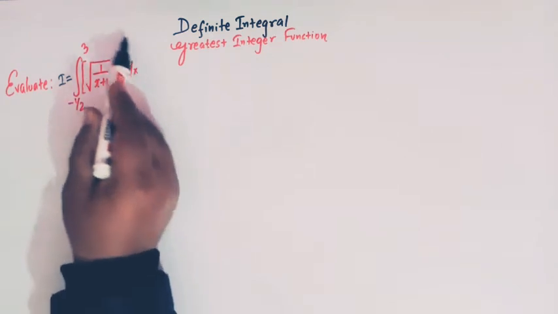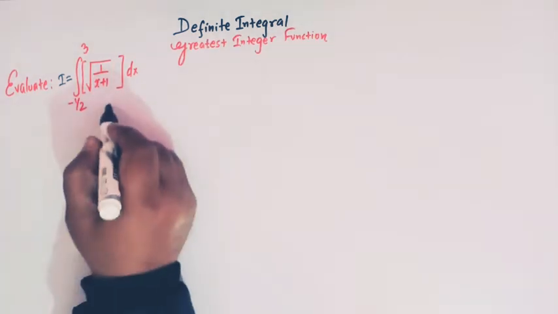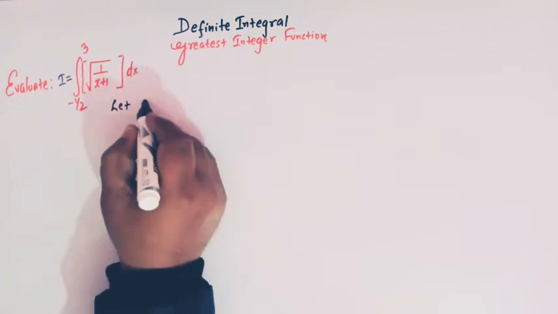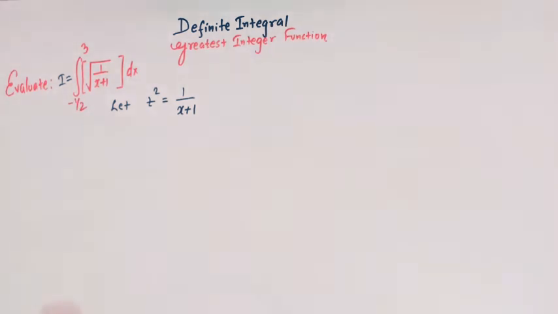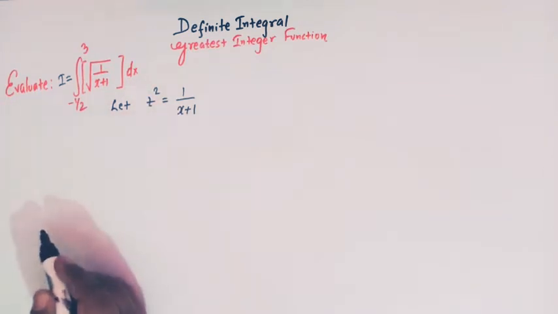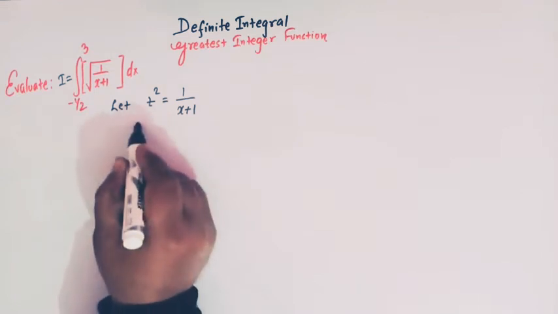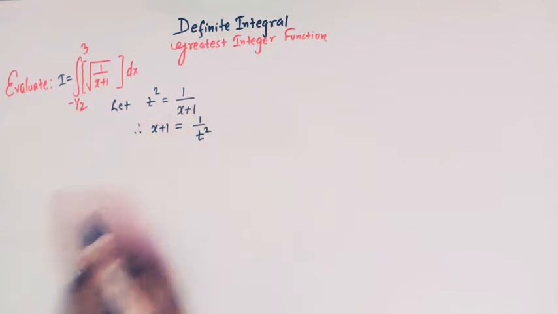Let us start. Let us first call this integral I. Now we will make use of the method of substitution. Let us first substitute t square is equal to 1 over x plus 1. The method of substitution is a powerful tool in integration. So x plus 1 is equal to 1 over t square.